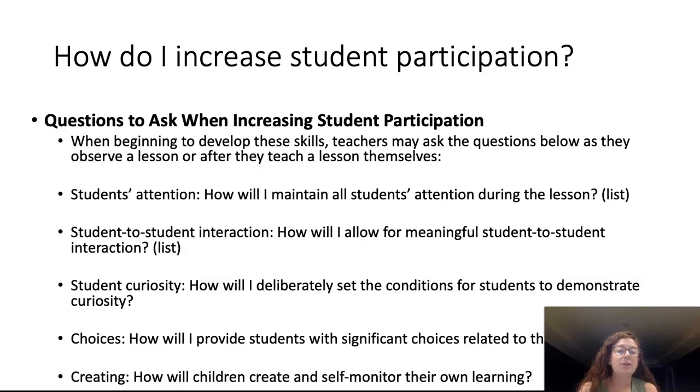How will I deliberately set the conditions for students to demonstrate curiosity? Hint, don't give the answer away in a YouTube video at the beginning of class. Like, truly give them a problem to solve. And then with choices, you have to think about how you'll provide students with significant choices related to the content. That might be how they're assessed. It might be the activity they do. It might be the variables that they're going to choose in the experiment.